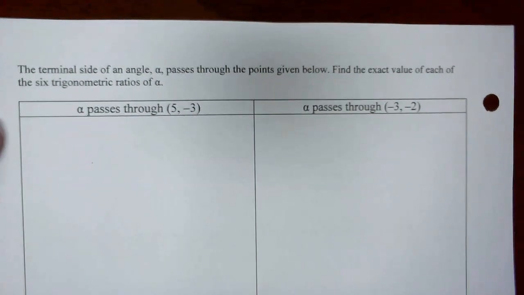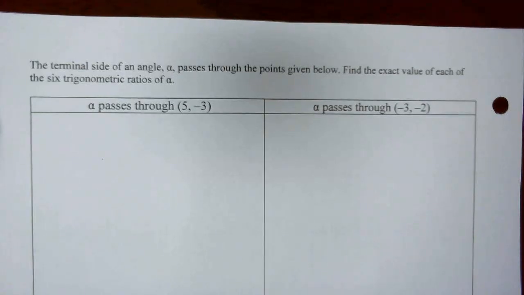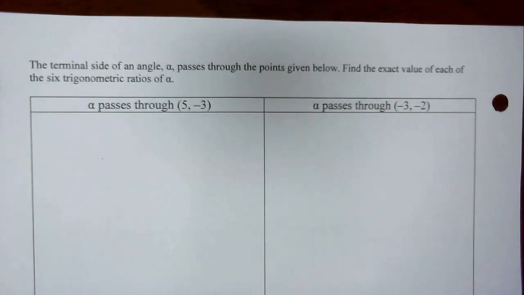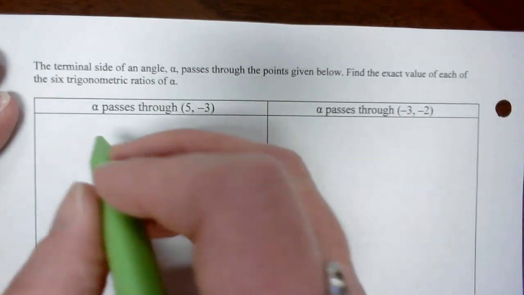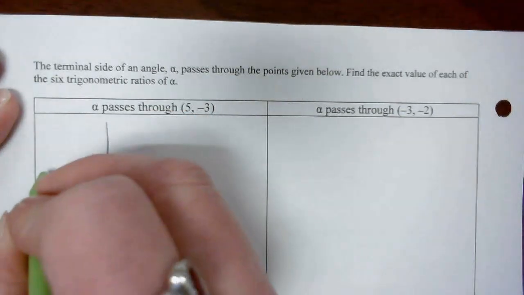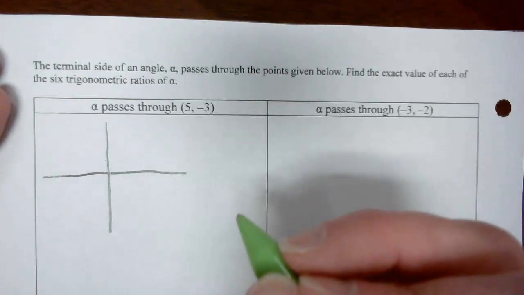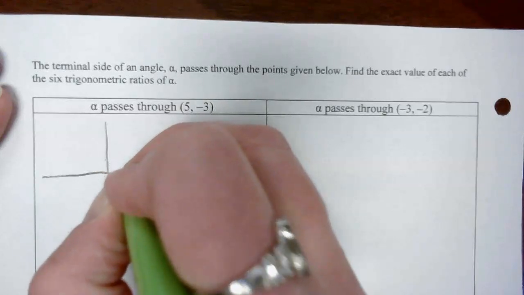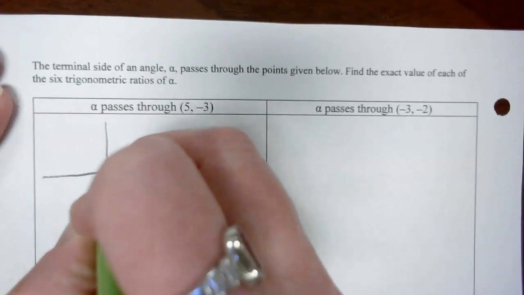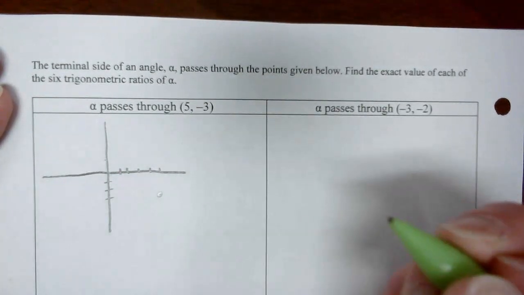Now, in these next ones, we're going to be given an angle, and we're going to try to find all of our trig ratios. So, 5, negative 3. And they're using alpha instead of theta, but that's okay. So we got 5, 1, 2, 3, 4, 5, 1, 2, 3. Here's the point 5, negative 3.